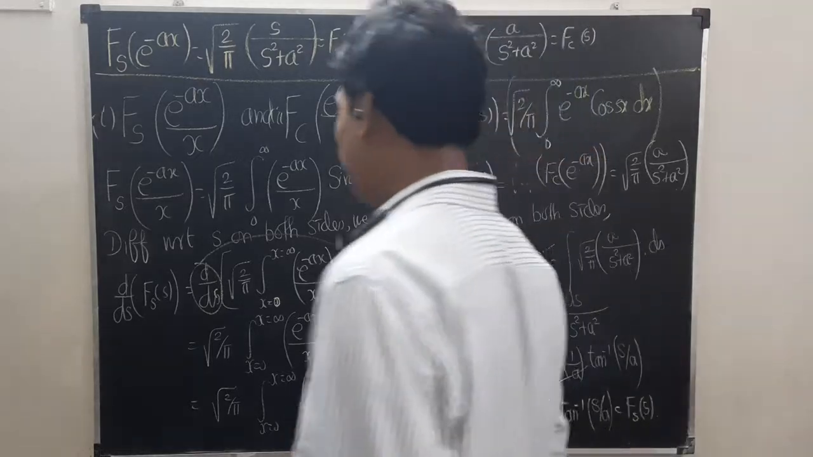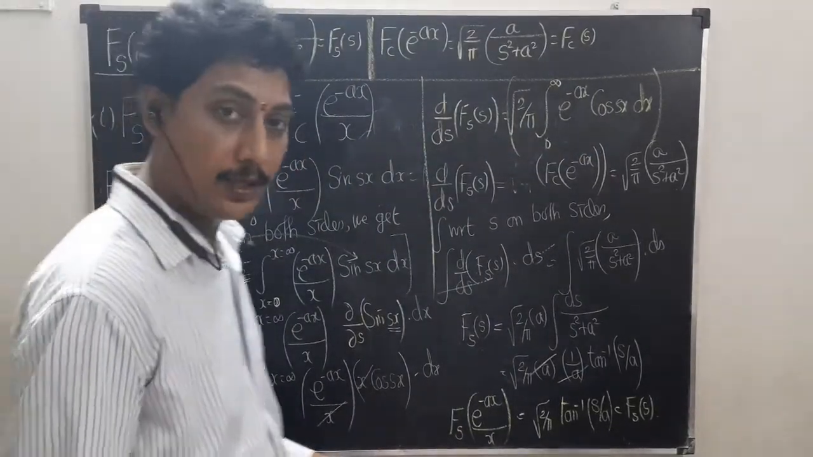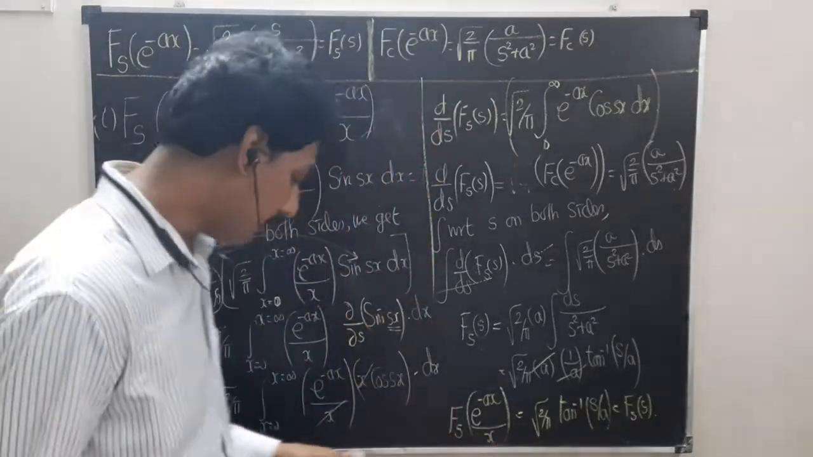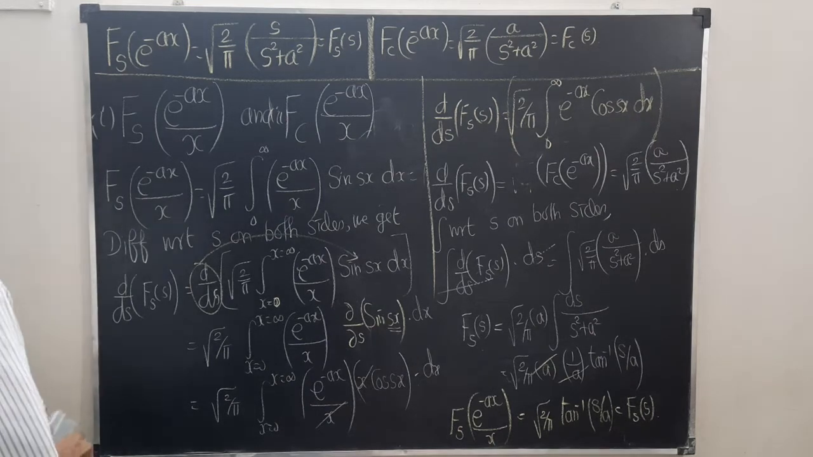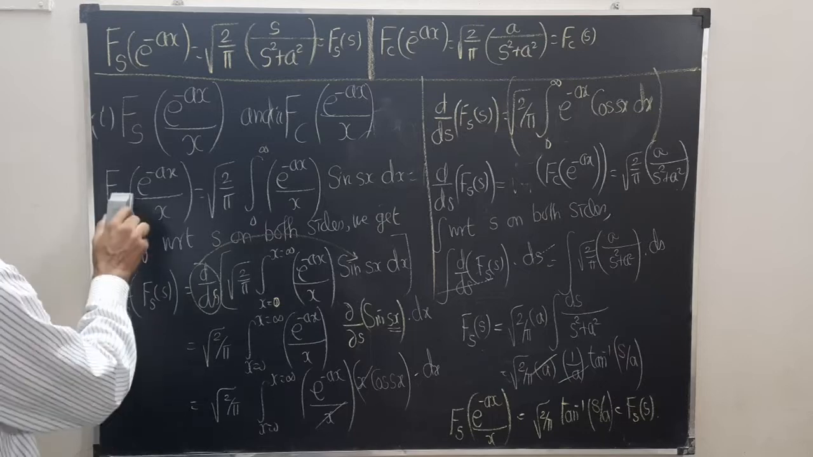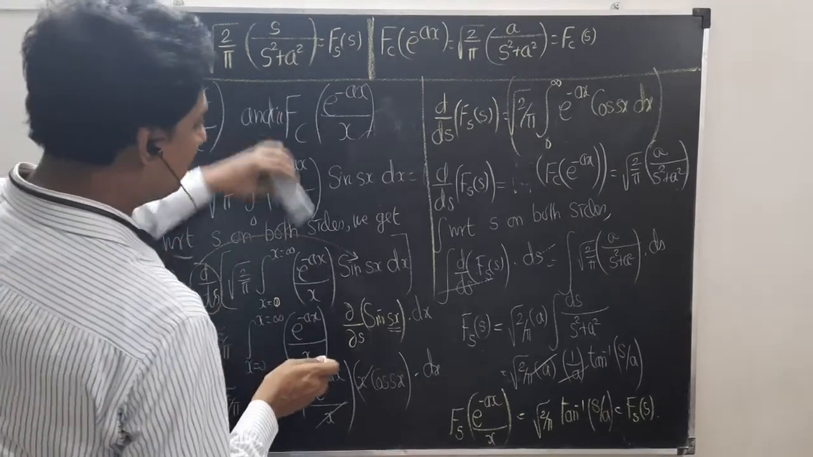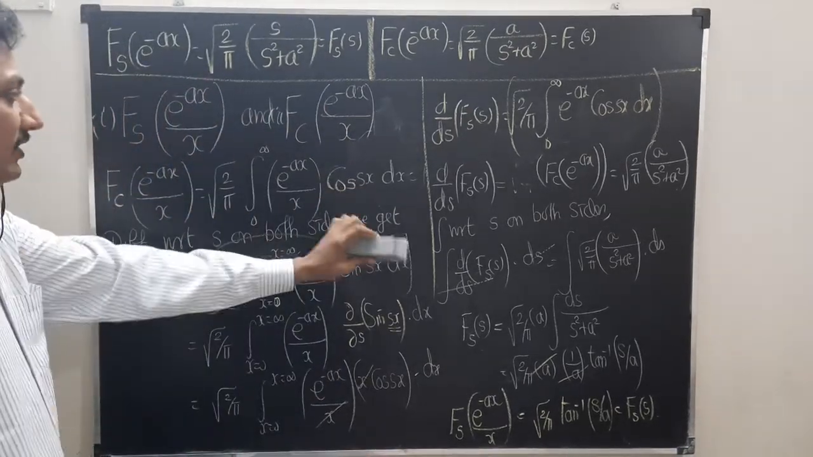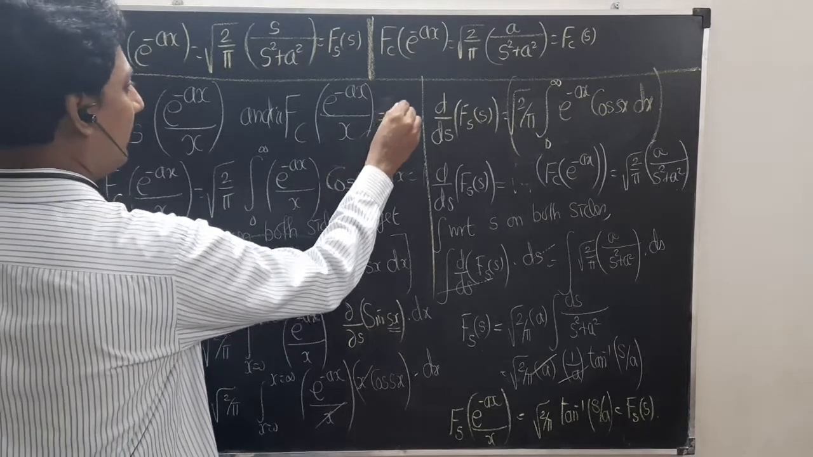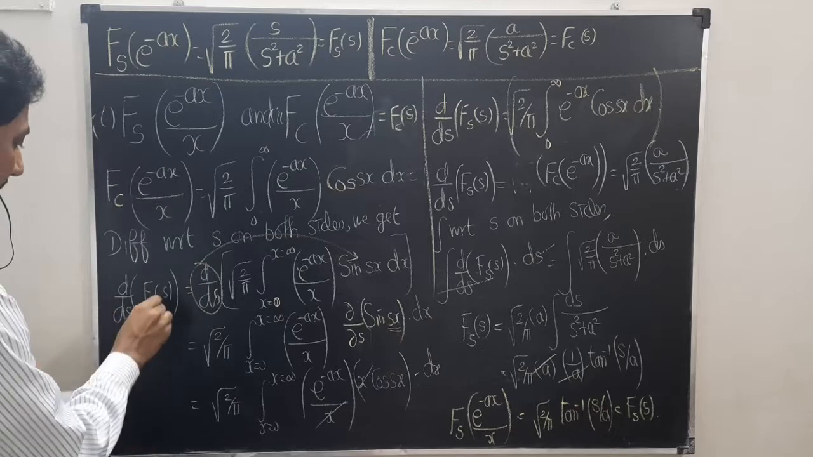I would like to extend the same question to the cosine transform. So what's the cosine transform of e to the power minus ax by x? Let's see. Question number 2 now. So this is the cosine transform of e to the power minus ax by x, so the sine sx becomes cos sx. Once again, differentiating with respect to s, now once we get the Fourier cosine transform, this Fc of s.